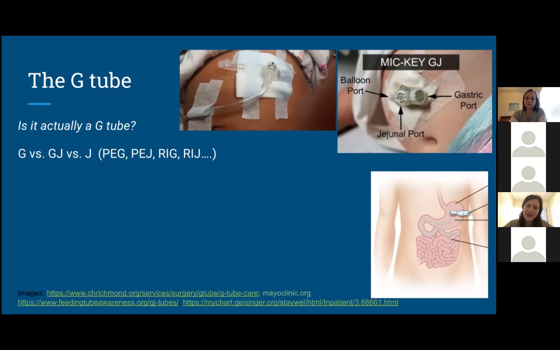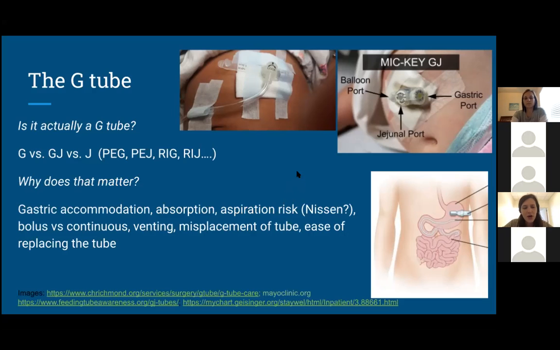And some patients actually have this combined tube called a GJ tube, meaning that there's both a gastric and a jejunal port, which you can see in the upper right corner of the screen there, as well as in the actual diagram showing the gastric port right below that, and then the extension that goes down into the jejunum. And so it's really important to think about where your feeds are going. And the reasons that this matters when you're thinking through for your patient, one is gastric accommodation, and sometimes that can be affected in illness. And obviously that's relevant in G tubes.